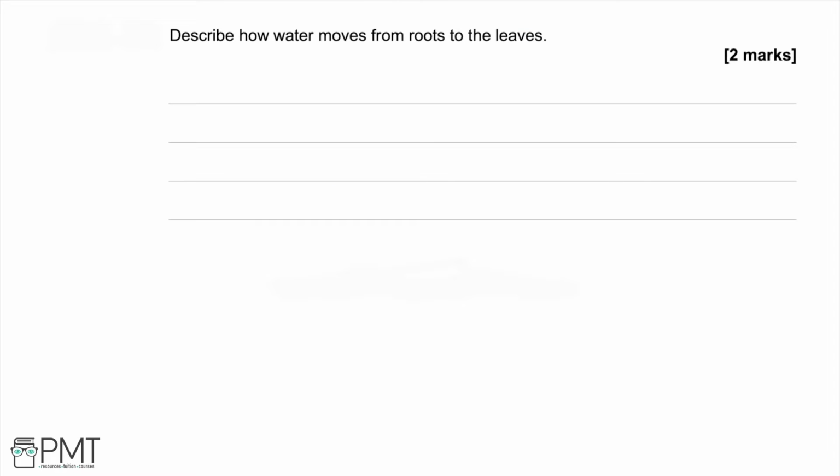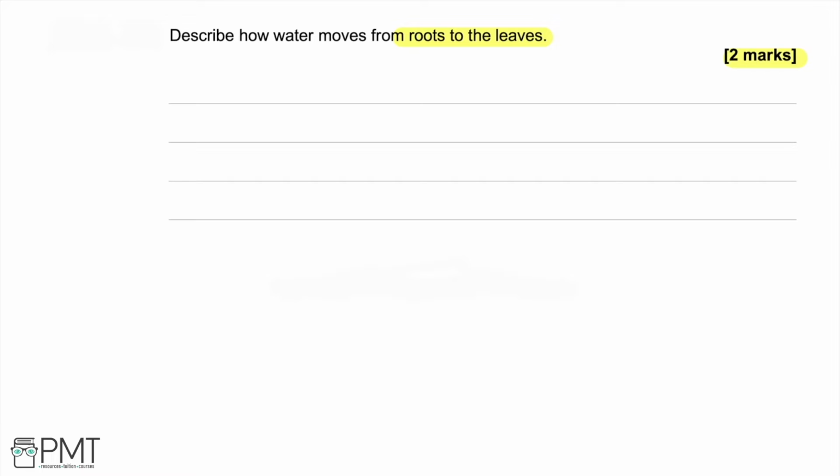Okay, now we're being asked to describe how water moves from roots to the leaves. This is a describe question, so we need to state what is happening rather than explain. Notice here that it's a 2-mark question, so we need to make 2 clear points. So let's think about how water moves up the plant from the roots to the leaves.